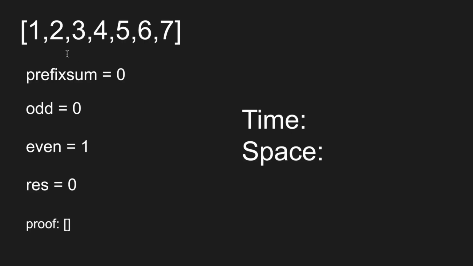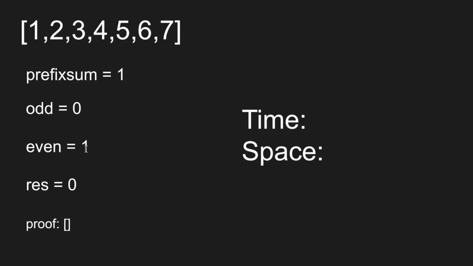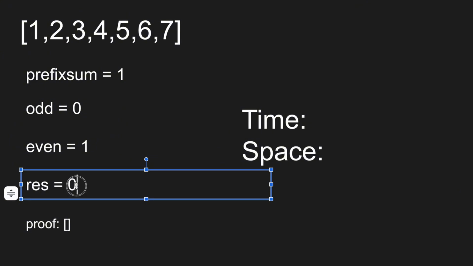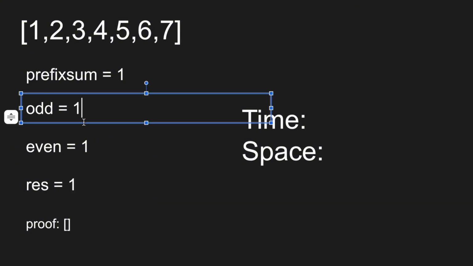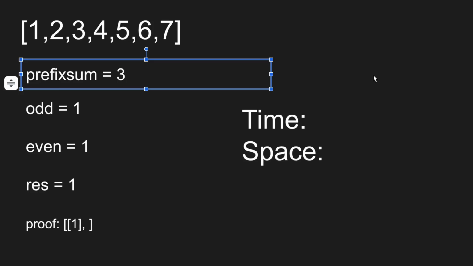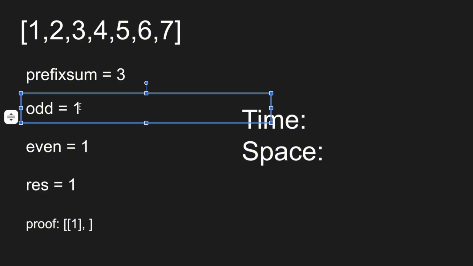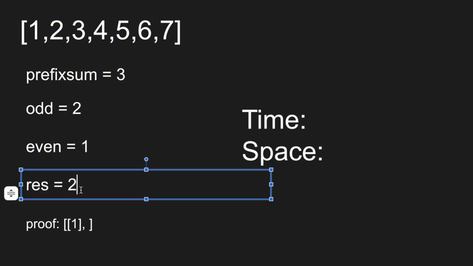So let's go over this example. Initially, we add 1. So 1 is odd. So we would add what's even to the result and increment odd by 1. So now we come to 2. We add 2 to prefix sum. So now the number is 3. 3 is odd. So we will add the number of even to the result and increment odd by 1. Even to result, so now it is 2.